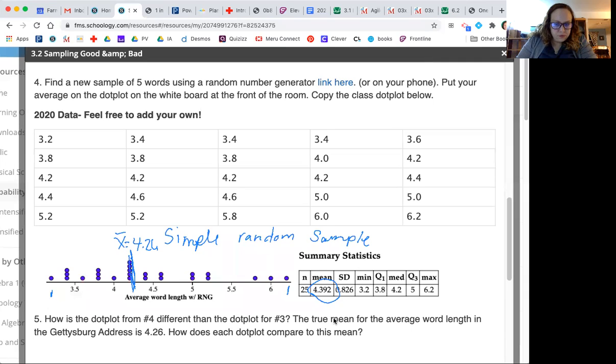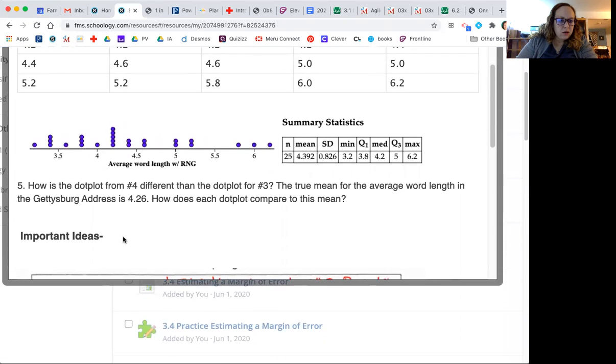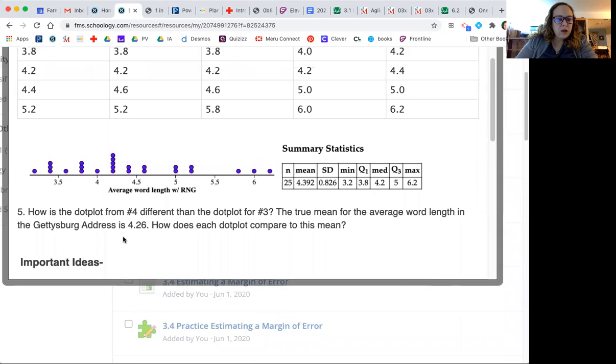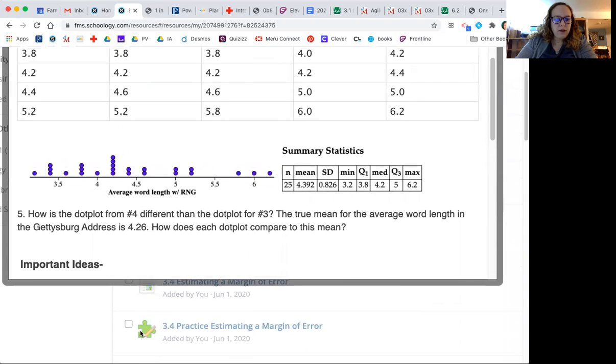So let's answer this last question. How is the dot plot from 4 different than the dot plot from 3? And the true mean for the average word length is 4.26. How does each dot plot compare to the mean? I actually just explained it, so I'm not going to write it out. But if you need to rewind and watch it, you can.